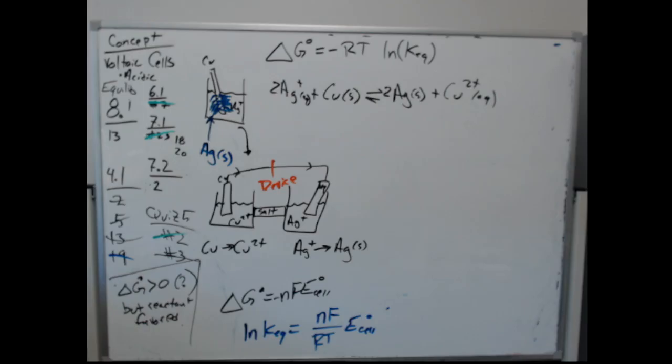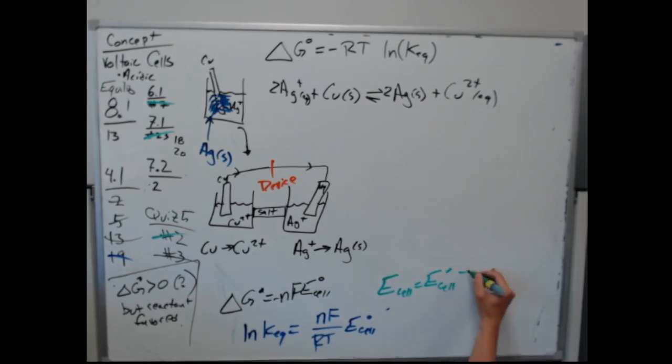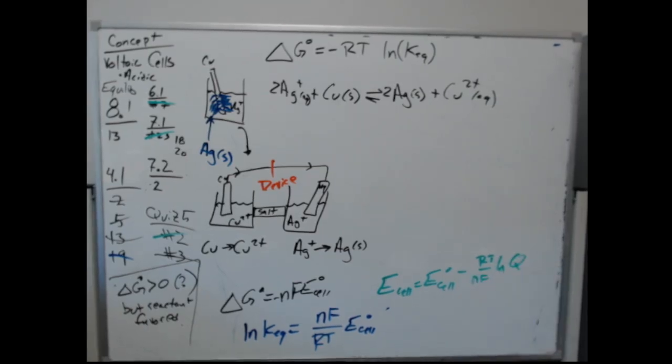We can also do non-standard cell potentials. That's where you use delta G instead of delta G naught. And that's where you get to the Nernst equation. Without going through the full derivation, you get E cell is equal to E cell naught minus RT over NF ln of Q. Where my standard cell potential is essentially taking care of my equilibrium constant, and then this RT over NF ln Q is taking care of how I'm varying from standard conditions.